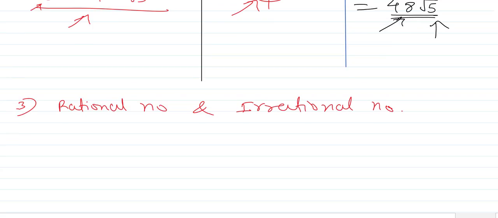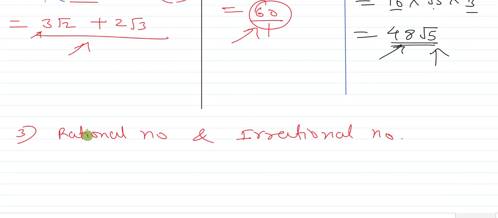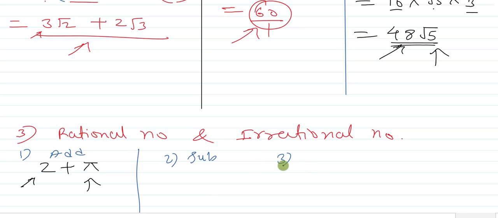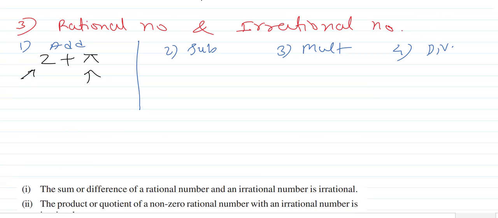So let's take some example. If I add 2 to an irrational number, let's suppose take the irrational number pi. We know that pi is also an irrational number. Here one is a rational number, second one is irrational. Let me write here first type, that is addition. Second type, subtraction. Third type, multiplication. Fourth type, division.